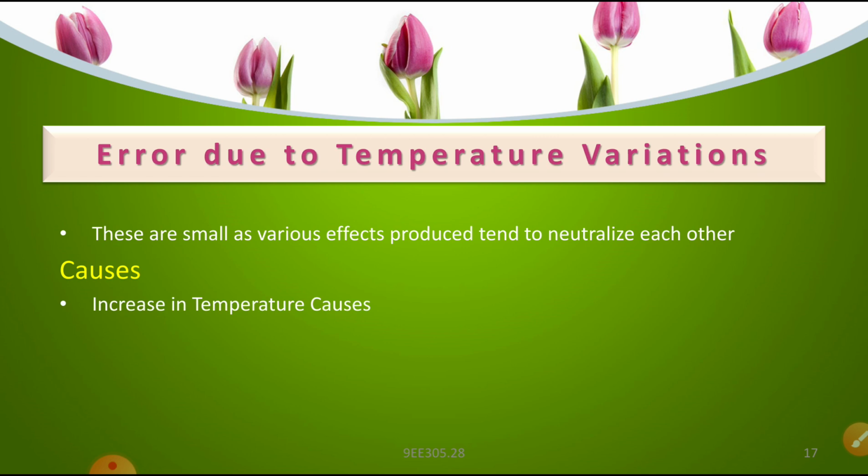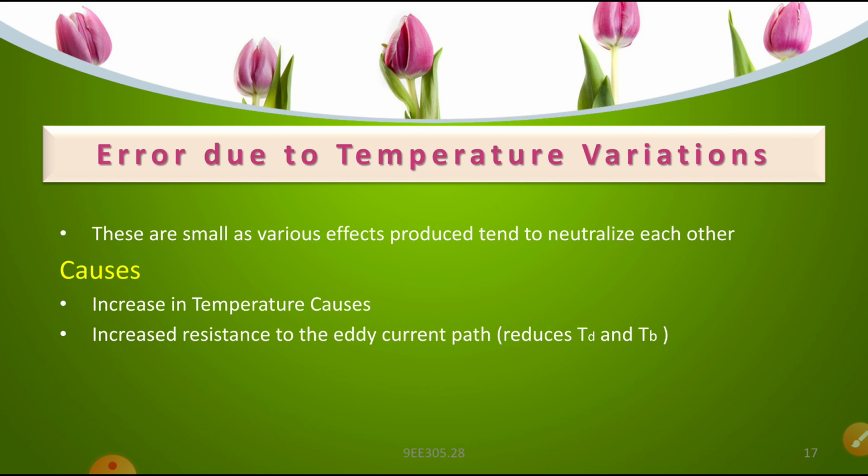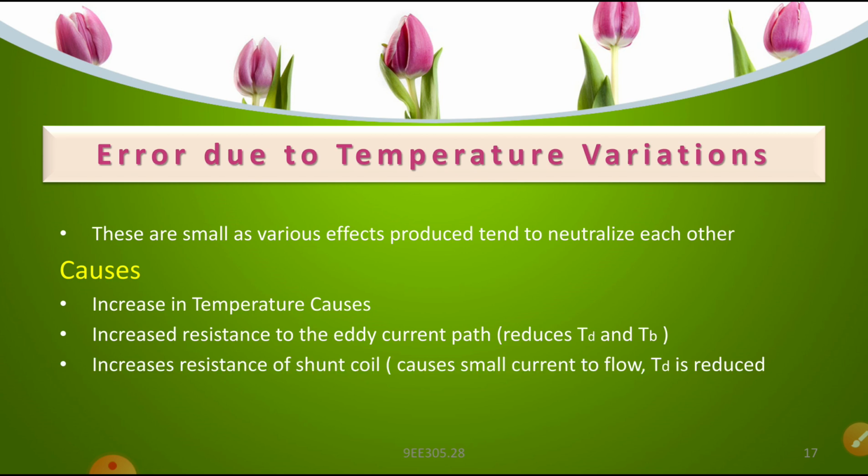So you can see here, what are the causes? Increase in temperature causes, what is the reason? Increased resistance to the eddy currents path. So it reduces the deflecting torque and braking torque. So increase in the resistance to the eddy currents and increase in the resistance of the shunt coil. Then hence the total effect here.